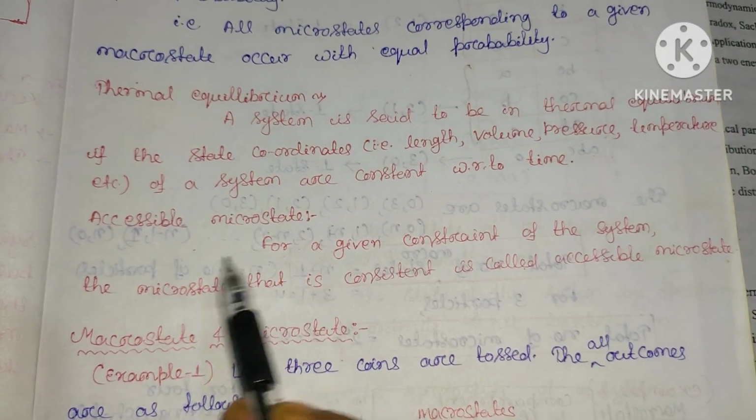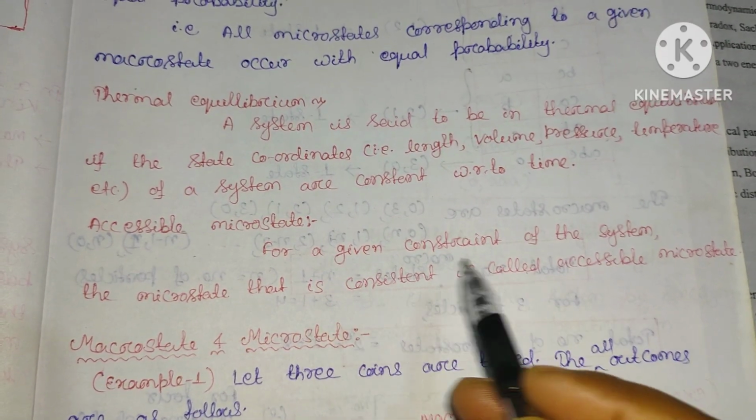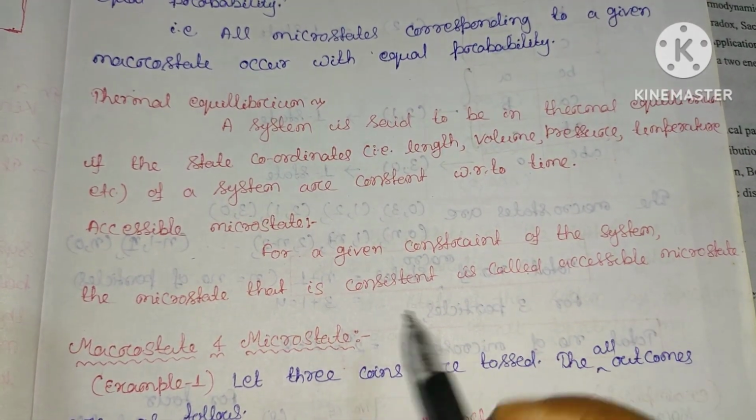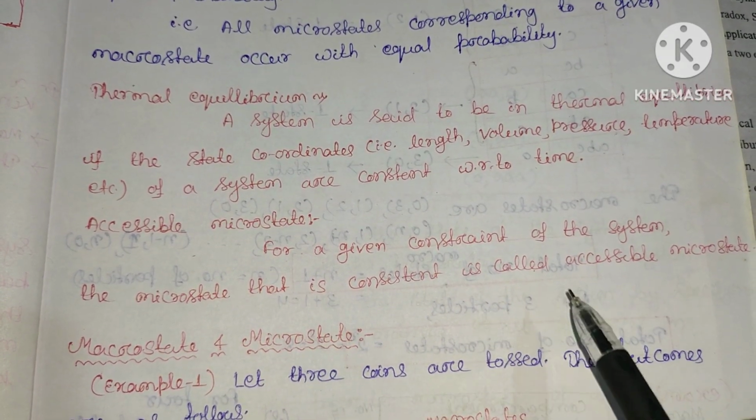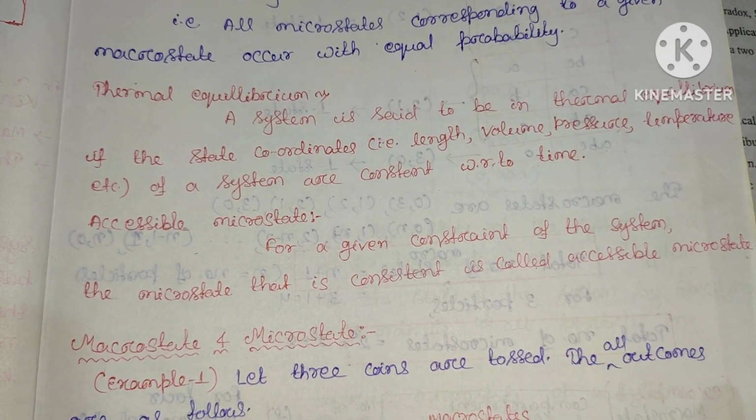So what are accessible microstates? For a given constraint of the system, the microstate that is consistent with it is called an accessible microstate.